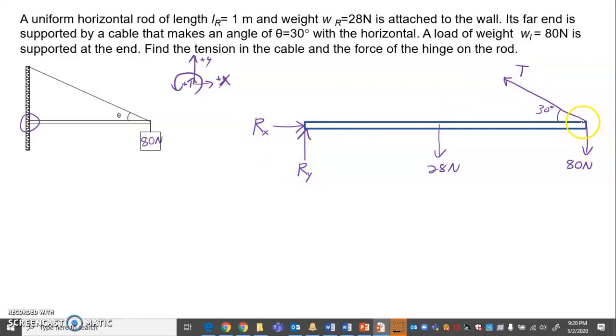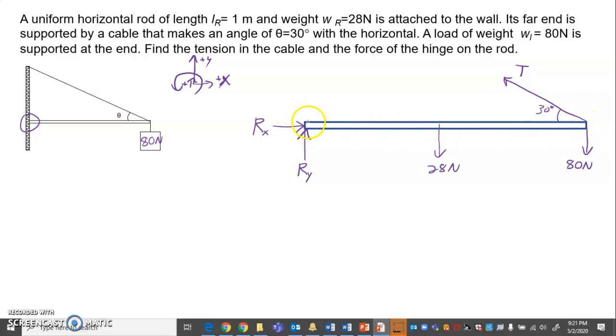If we selected the right end as our axis of rotation, that would be a nice choice, because then the torque due to the tension, T, would be 0, and the torque due to R sub x would be 0, because R sub x is acting directly through that. The line of action of R sub x is going right through this right end, if we pick that to be our axis of rotation. And so then R sub y would be the only unknown in our torque equation. So that would be a great choice.